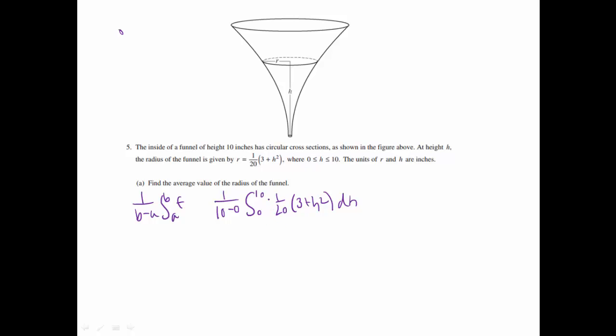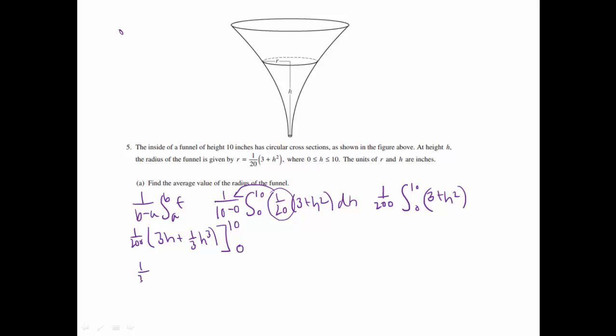The one thing I'm going to do to start before I try to take the integral is, since 1/20th is a constant, I'm just going to bump it out front with the 1/10. So this will actually be 1/200th times the integral from 0 to 10 of (3 plus h) squared. And then from here, since there's a plus sign, we can take the integral of each part separately. So I'm going to have 1/200th times 3h plus 1/3 h cubed. I get to evaluate that at 10 and 0.